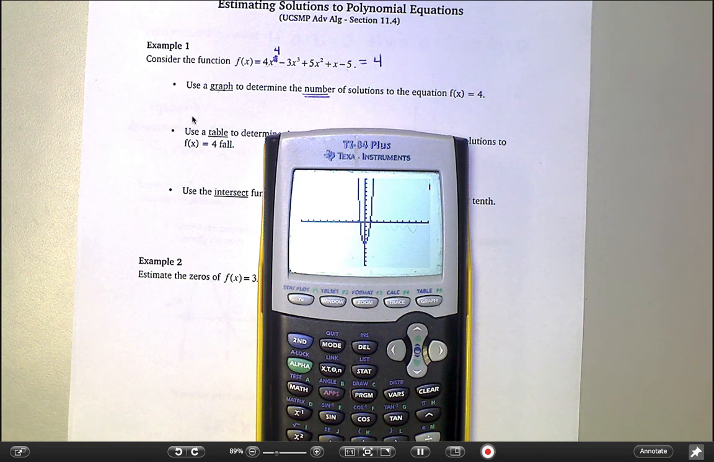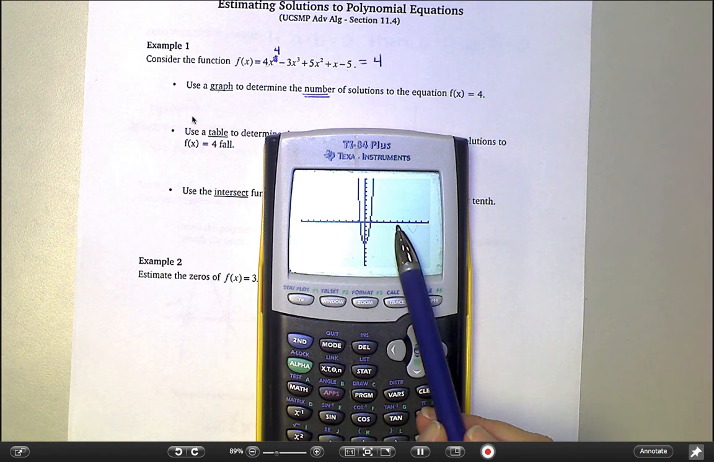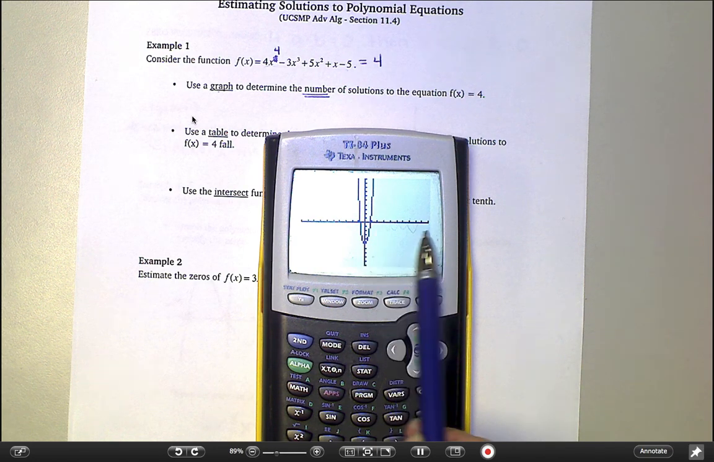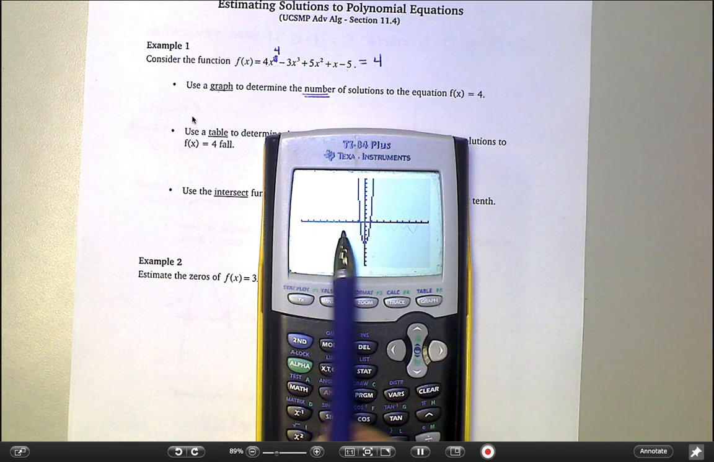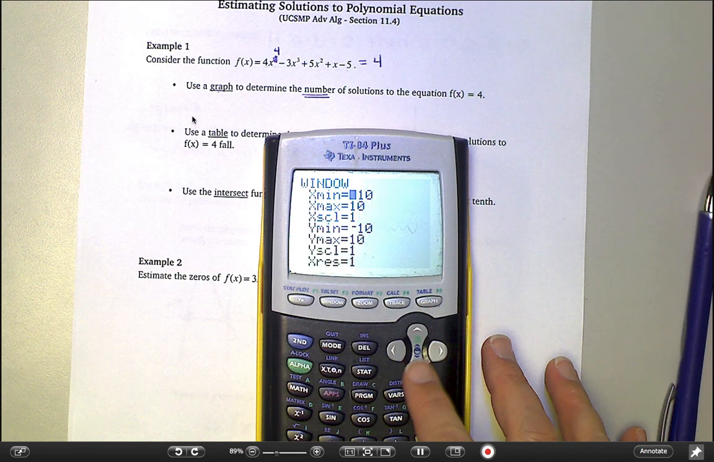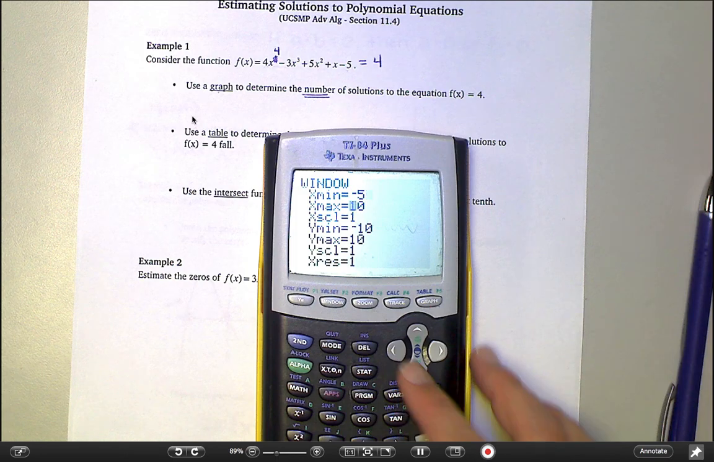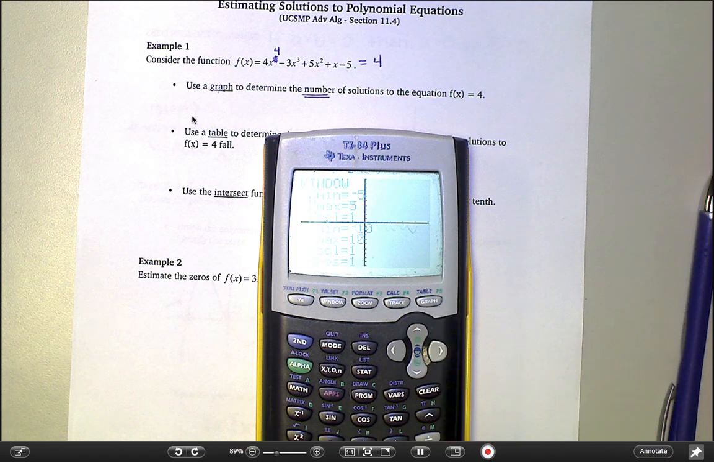Okay? And so here I can kind of see this function. What I might do now, just to zoom in a little bit, I see I have a lot of empty space over here and over here. Okay, so I'm going to go to my window and I'm actually going to close my x's in a little bit. I'm going to go -5 up to 5 and hit graph. And that might just give me a little better picture of what's going on here. Okay, looks a lot like a parabola actually.